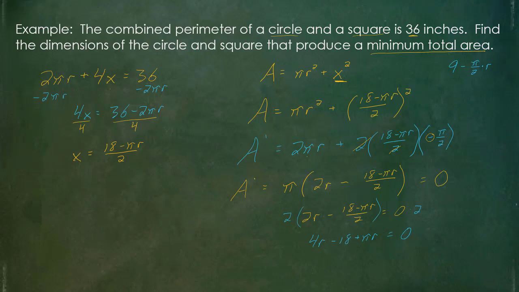I could say that the 18 could add over to the other side, and that would give me something where I could factor r out, which would be r times (4 plus pi) being equal to that 18. So to solve for r, I would just divide by that parenthesis, 4 plus pi, which in this case does not really simplify, so I know that the radius of my circle is going to be that value, 18 over 4 plus pi.